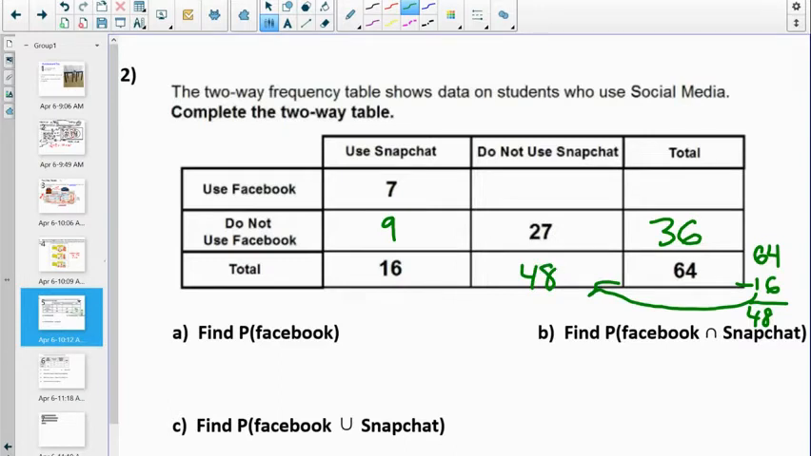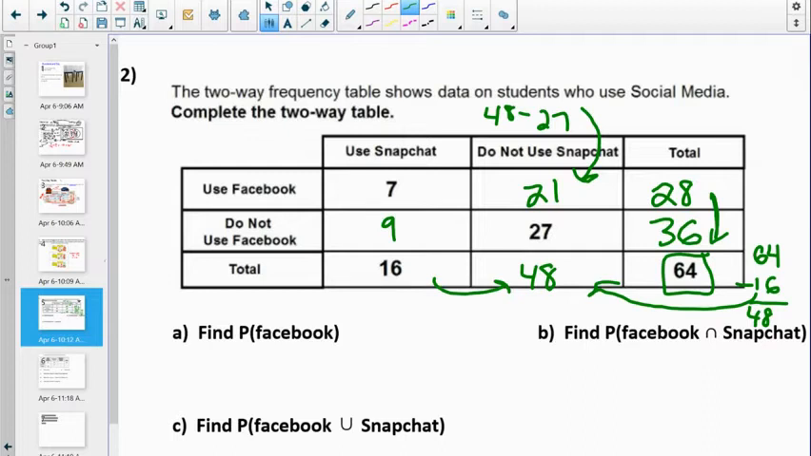And then we'll take 48 and subtract 27 to get here, which is 21. And 7 plus 21 is 28. And last but not least, don't forget to check to make sure that these numbers both add up to equal 64. And once you check that they both do, then you can continue on and answer these questions.